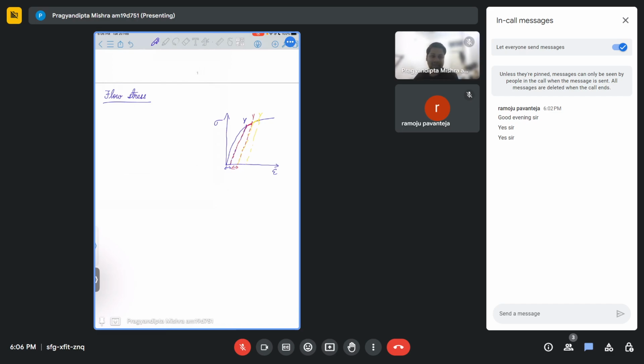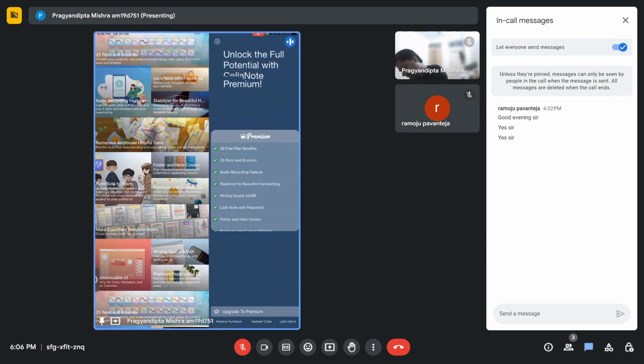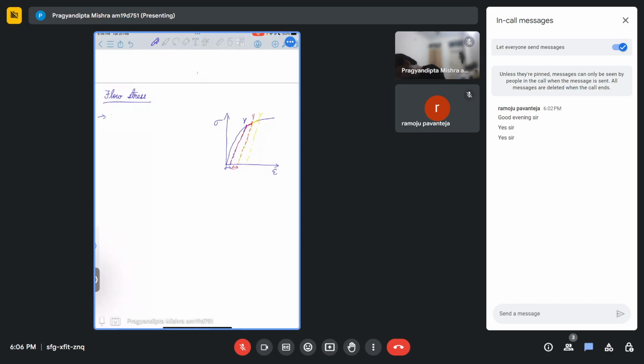Essentially, if we look at it from a mechanical point of view, and not considering the material science behind it, as we keep loading the material beyond the elastic limit, the strength of the material keeps increasing. So this is something that you can note down. Strength of the material keeps increasing with the deformation.